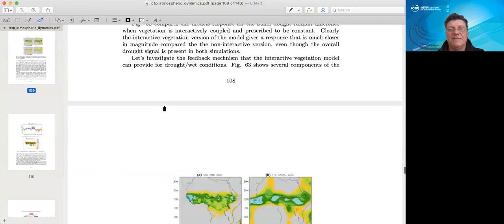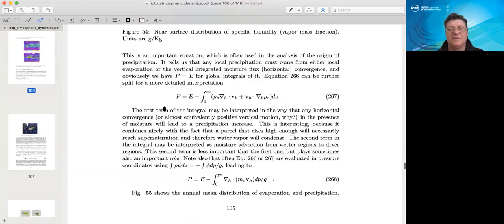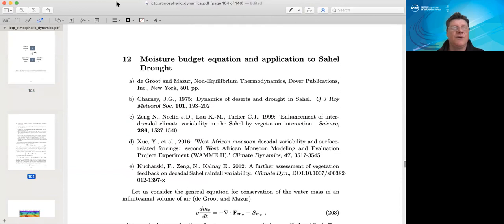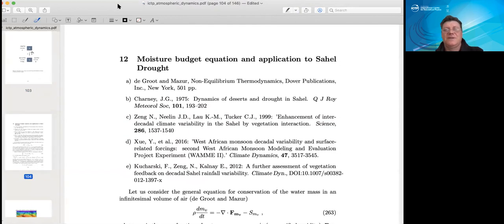Last lecture we covered the energetics, which is quite an important topic. And now we rush onto the next topic, which is the moisture budget equation. There will be some application to Sahel drought for this equation. The moisture budget equation is a very important equation, and I don't think it will be covered in any of the other courses. So we want to discuss this here.